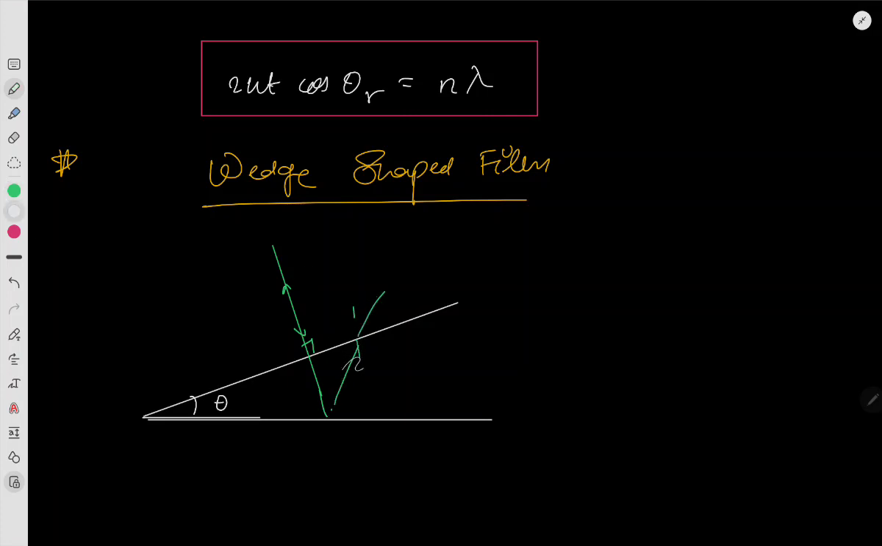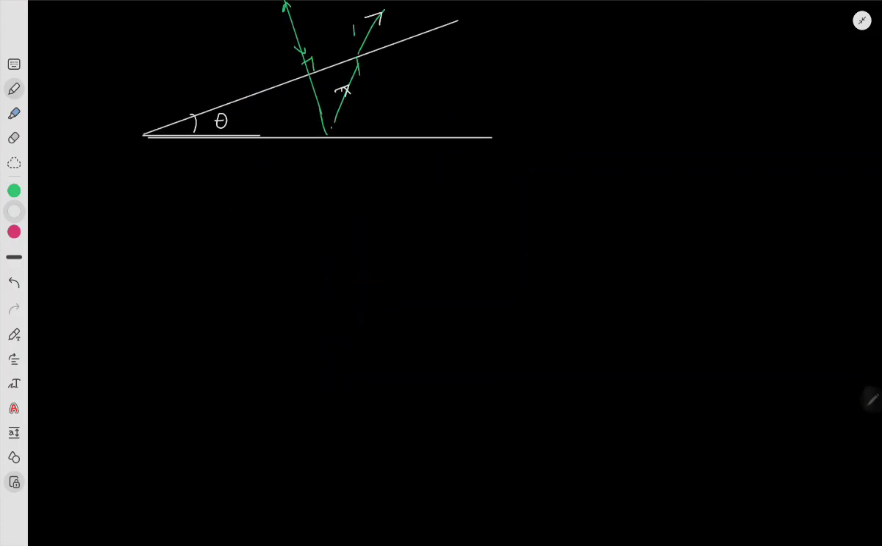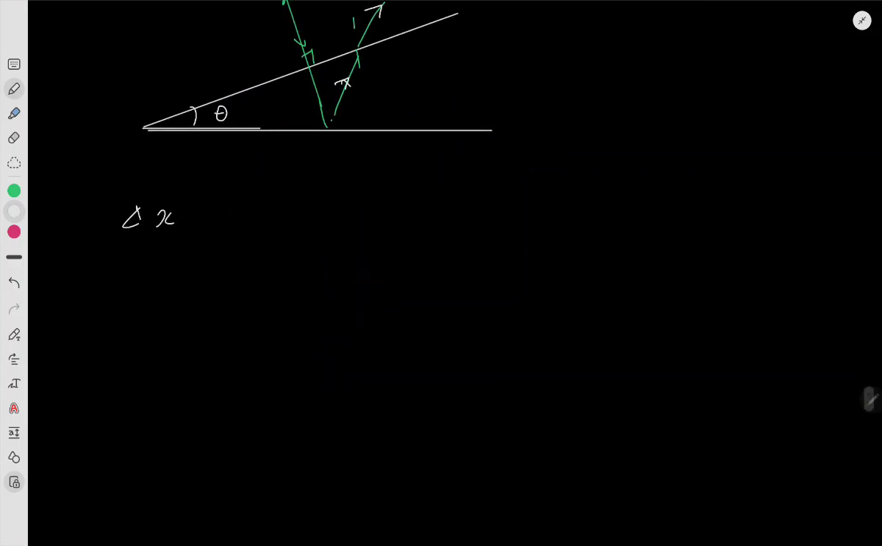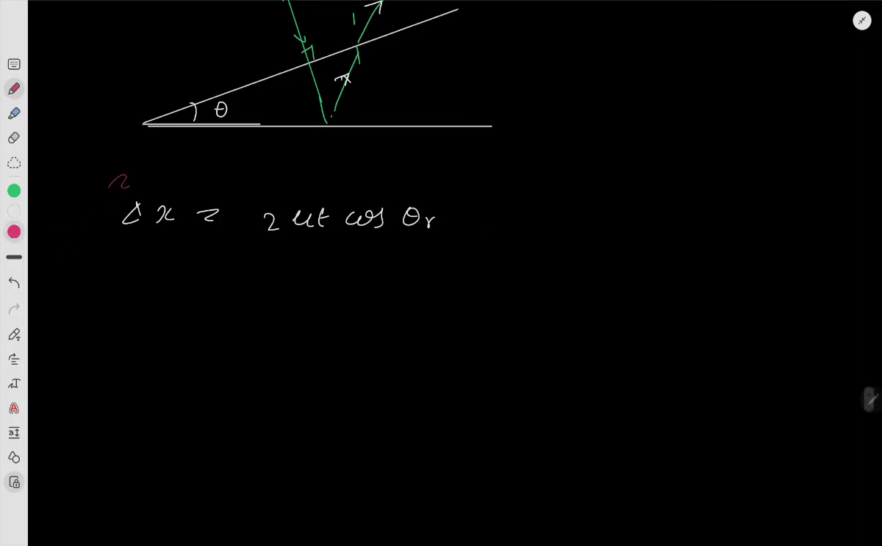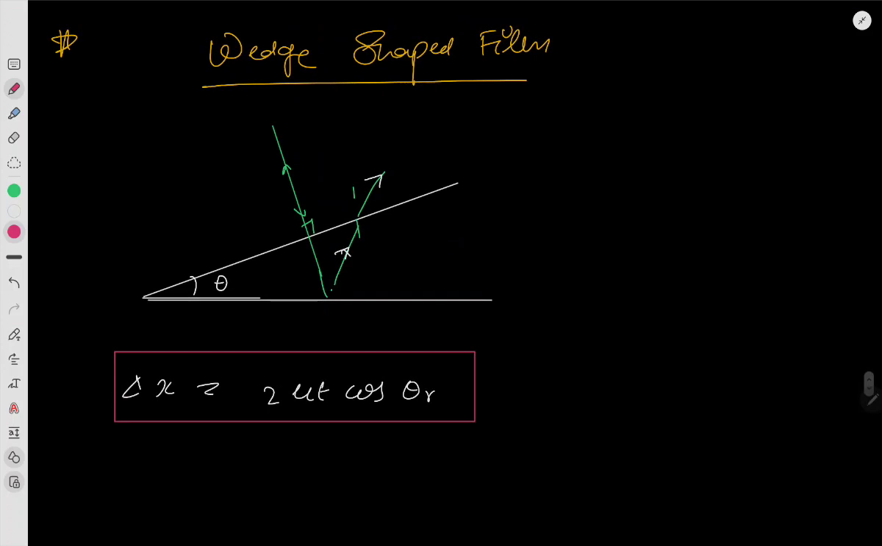But for a generalized case, I am writing the formula for path difference. We will not waste time in deriving it because it is just simple. 2 mu t cos theta r, that's it. This is the formula. There is no lambda by 2, and the reason for it being that there is no phase change. There is no inversion in the ray. Hence there is no change, and from here on you can derive everything.